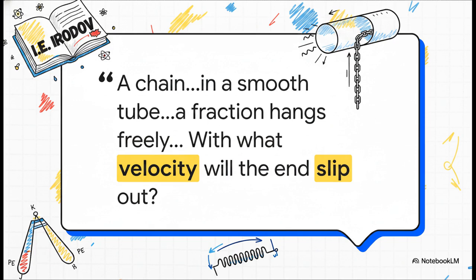It sounds pretty simple, right? You've got a chain, partly in a tube, partly hanging out. You let it go. How fast is it moving right at the moment the last bit slips out? The question is simple, but the solution? Well, the solution reveals a really elegant and beautiful physics principle.